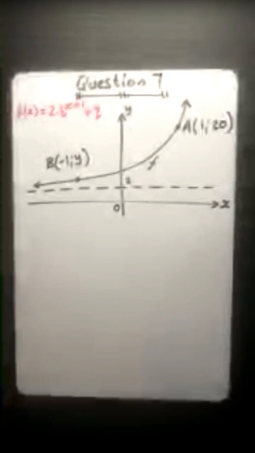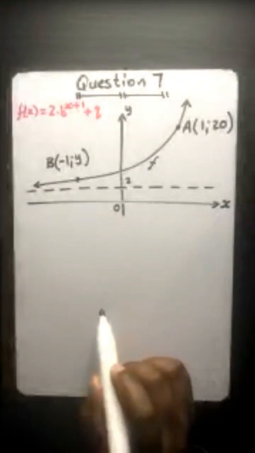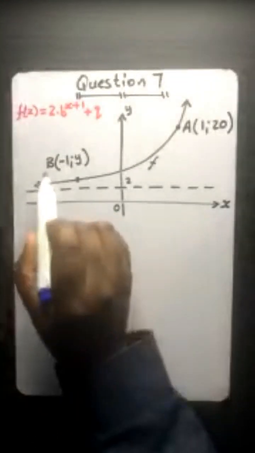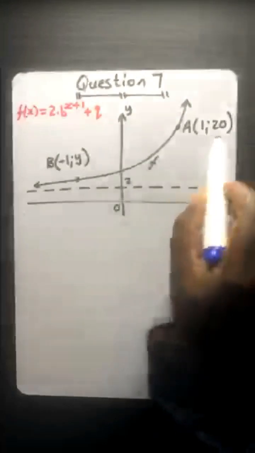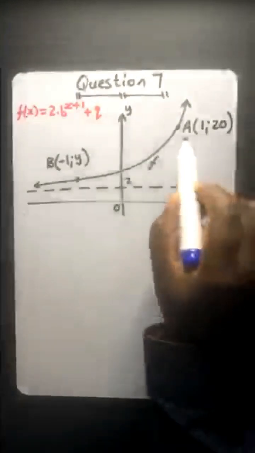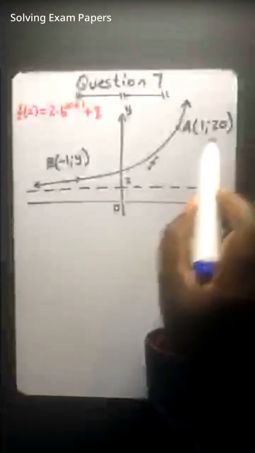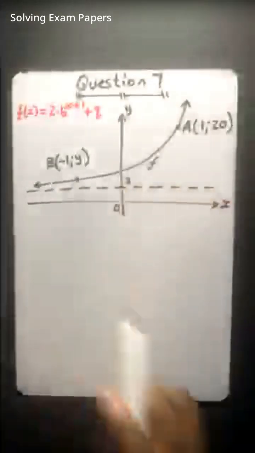Most importantly, you can see here we have an increasing function and we are given 2 points. There is point 1 and point 2; this point is called point A with those coordinates, and this is point B with those coordinates.